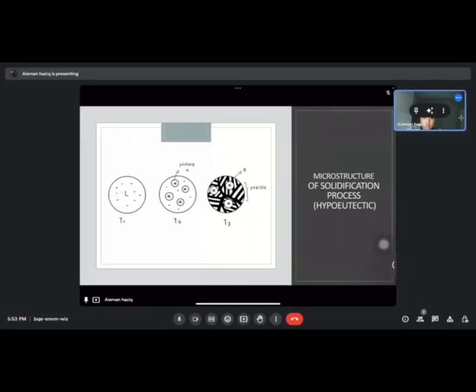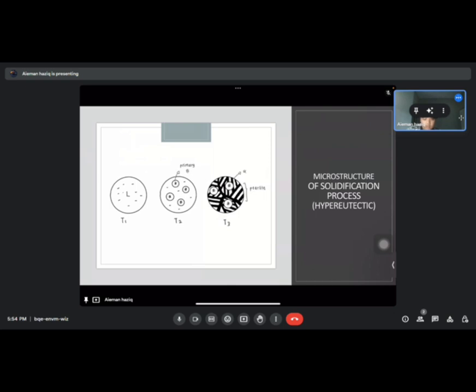So at T1, as the temperature is high, the present microstructure is only liquid or molten copper aluminium alloy. When the temperature goes down, alpha will start to be present in this microstructure and it is called primary alpha. When it cools further, beta will appear as well as pearlite in this condition, and this alpha and beta will grow from the grain boundary.